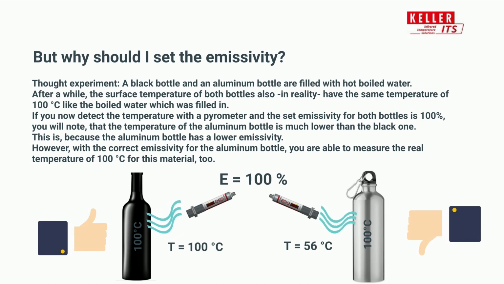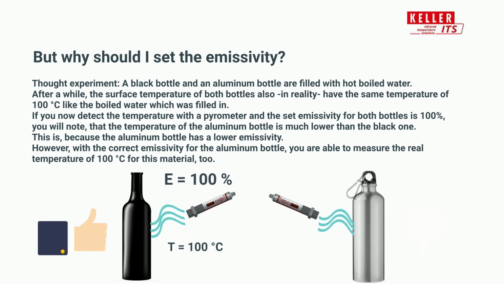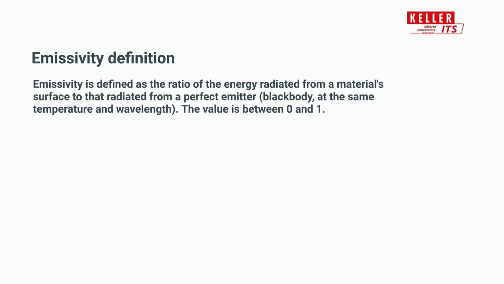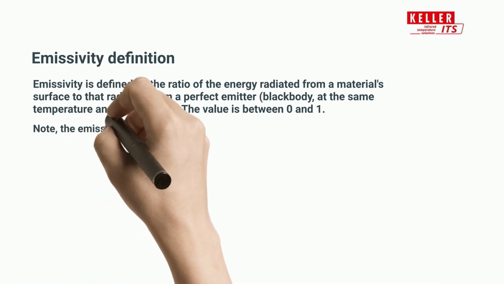This is because the aluminium bottle has a lower emissivity. However, with the correct emissivity for the aluminium bottle, you are able to measure the real temperature of 100 degrees for this material too. This sounds easy, doesn't it? But let's define what emissivity is. Emissivity is defined as the ratio of the infrared energy radiated from a material surface to that energy radiated from a perfect transmitter, also known as a blackbody. The value is between 0 and 1.